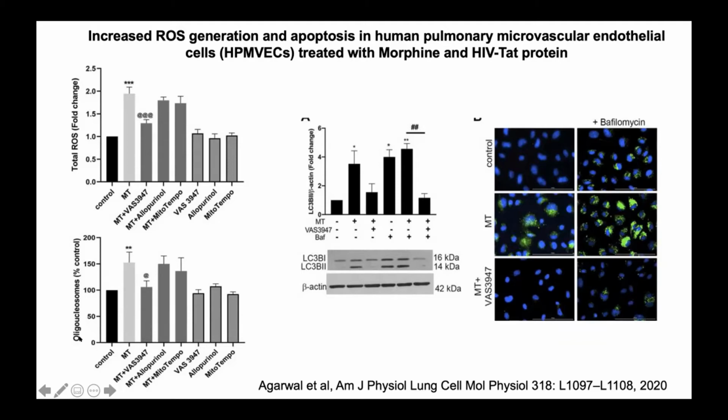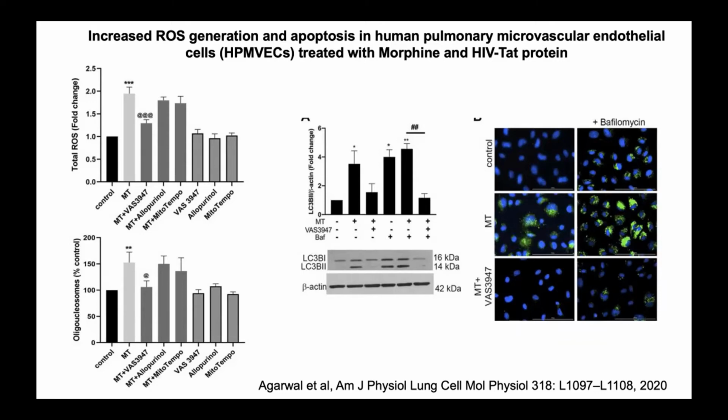Also, we observed that in similar conditions there is a lot of cell apoptosis, which was measured through the caspase-3 Glo assay, and similar results were obtained where morphine and TAT treatment showed a significant increase in cell death, which was decreased significantly when we treated the cells with the NOX inhibitor VAS3947.